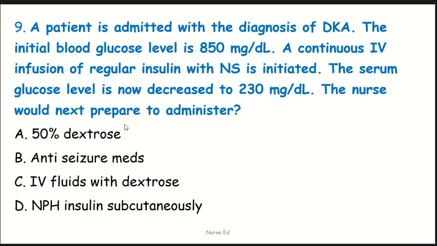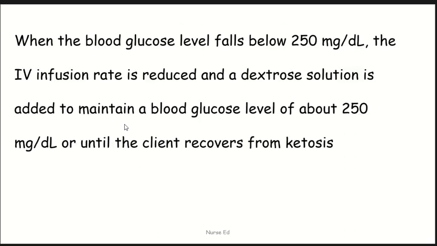And the right answer is option C, IV fluids with dextrose. Remember, when the blood glucose level falls suddenly below 250 or even 300, the IV infusion rate is reduced and a dextrose solution is added to maintain the blood glucose level at about 250, at least until the patient recovers from ketosis and acidosis.